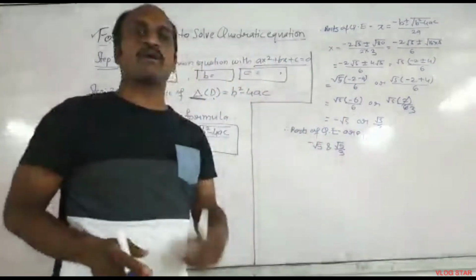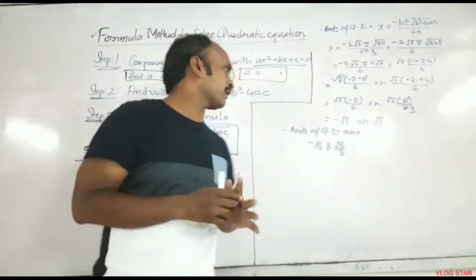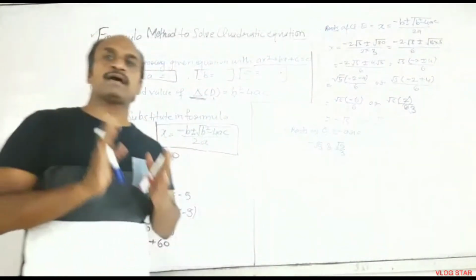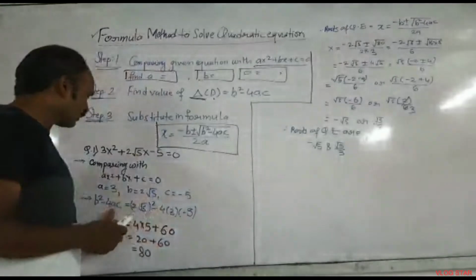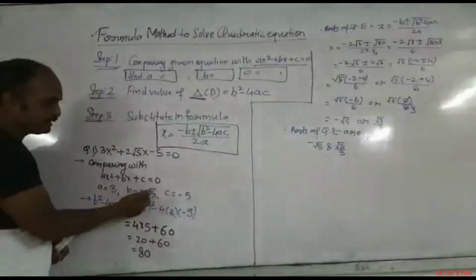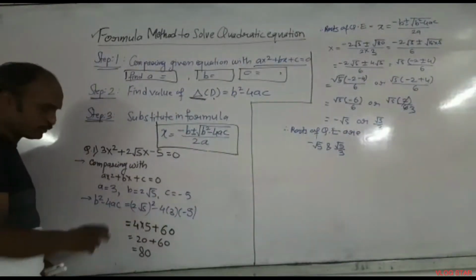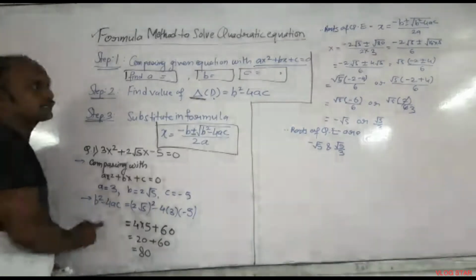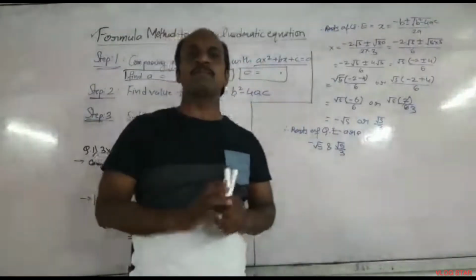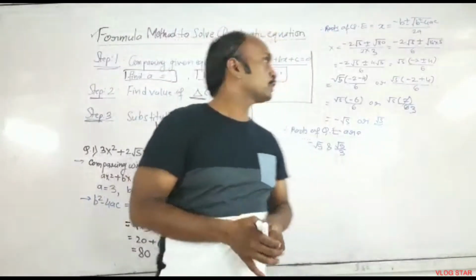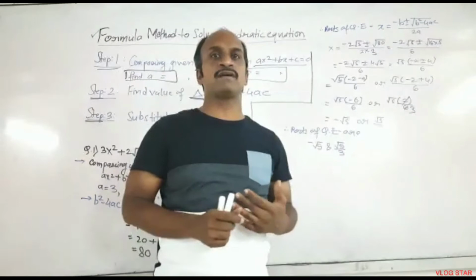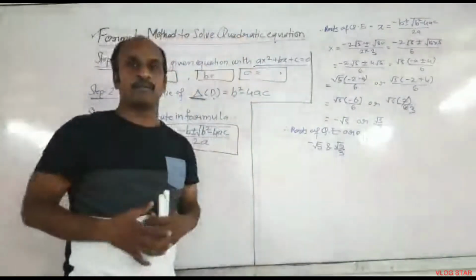So what we have done? We have taken the example of 3x square plus 2 root 5 x minus 5. We have compared that equation with the standard form of the quadratic equation, that is ax square plus bx plus c. We got the values of a, b and c, and we have substituted those values in b square minus 4ac to get the value of the discriminant. And then the roots of the quadratic equation are given by minus b plus minus under root b square minus 4ac upon 2a. Substitute in the formula and simplify. So this is the first sum we have seen on the basis of the formula method.